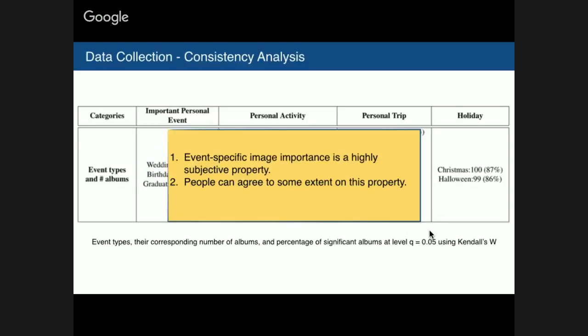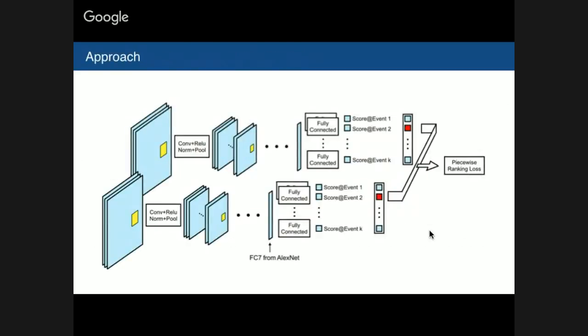Okay, so after this, I hope I have shown that first, the event-specific image importance is a highly subjective property. Second, people can agree to some extent on this property, and this is a valid problem for us to learn and study. Okay, so finally, I will introduce our approach for this problem.